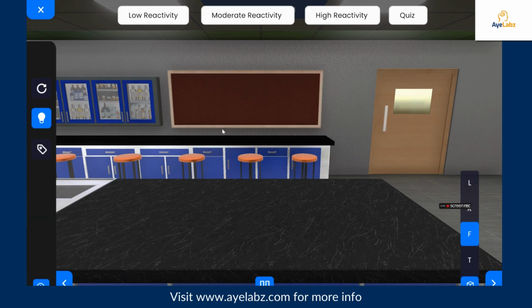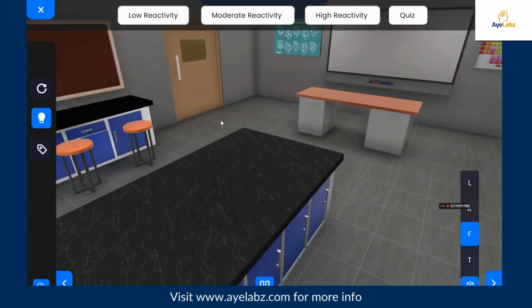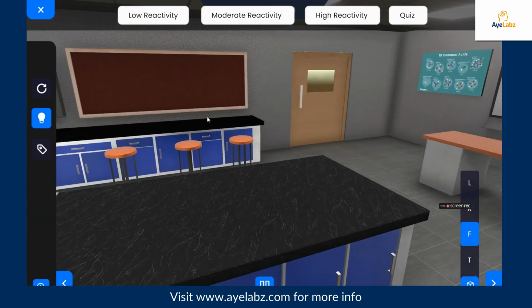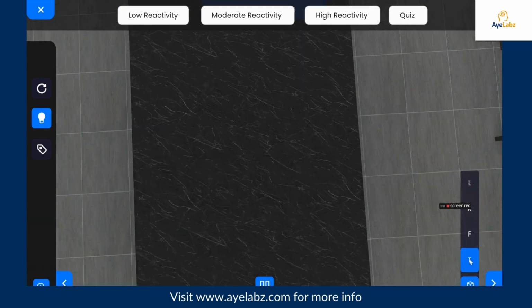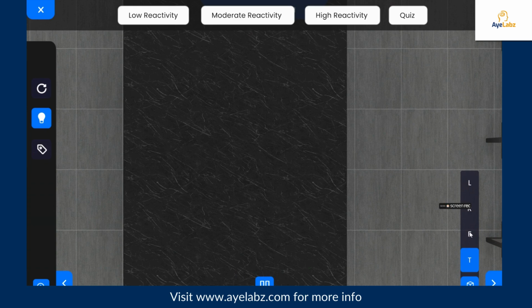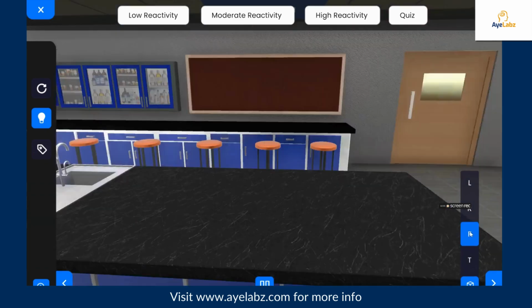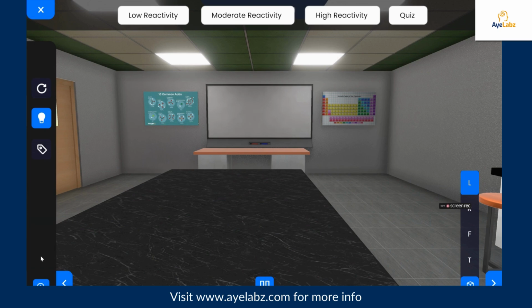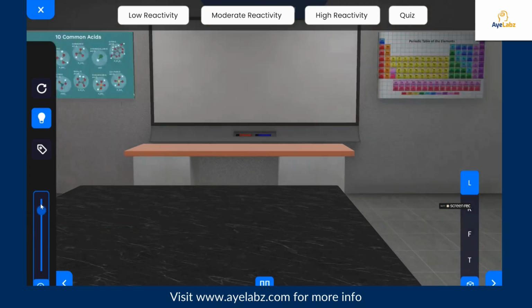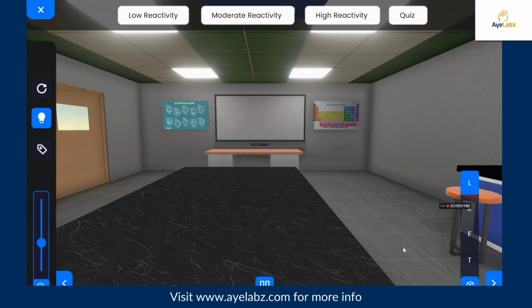Before getting into this, I would like to share a few words about the simulation. You can use your mouse button to click and drag, or you can use this icon over here in the bottom right corner to view the laboratory conditions in four different angles: T for top, F for front, R for right, and L for left. And also you can make use of this magnifying tool to zoom in and zoom out of the experiments.